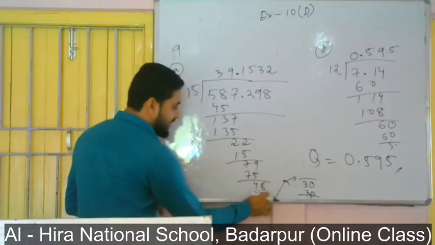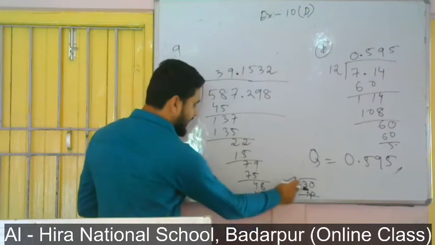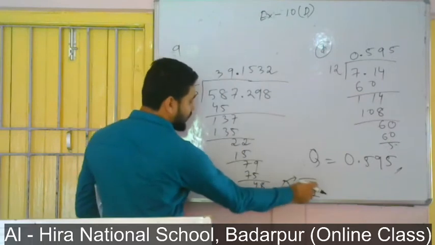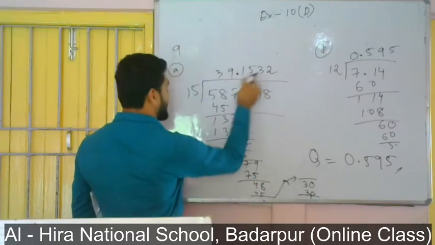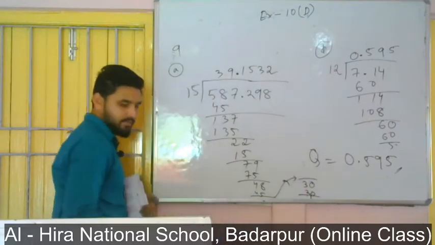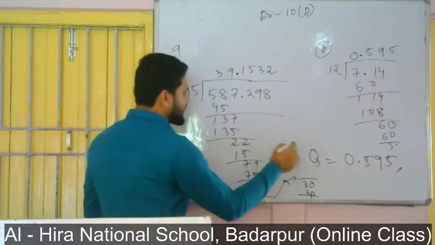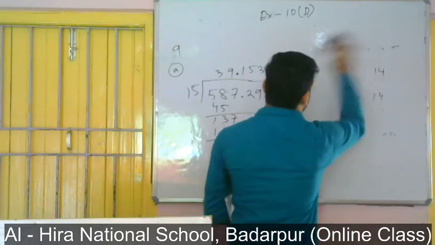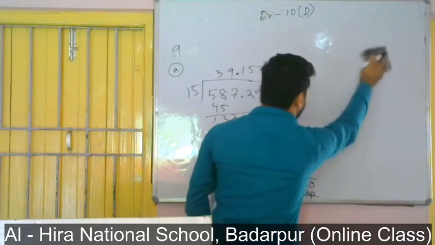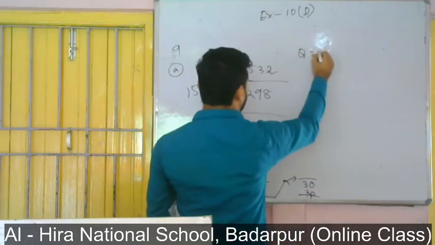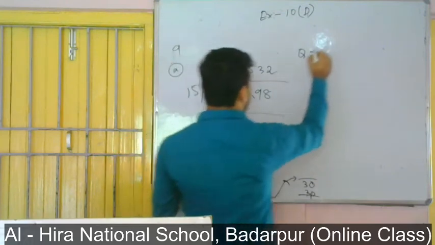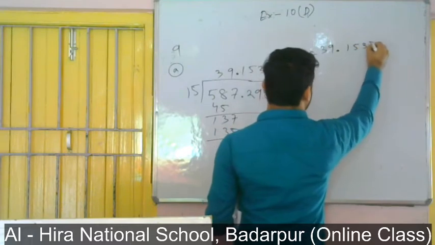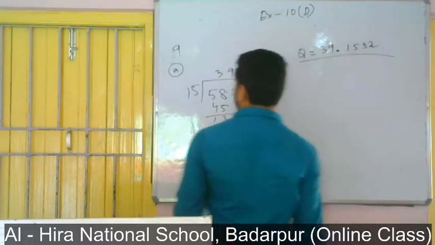8 minus 5, 3. Okay. 4 minus 4, 0. So we cannot put 0. After that point is there, so we put 1 0. Then 5 2s are 10, 2s are 30. So you can write the question as 39.1532. That is the answer.